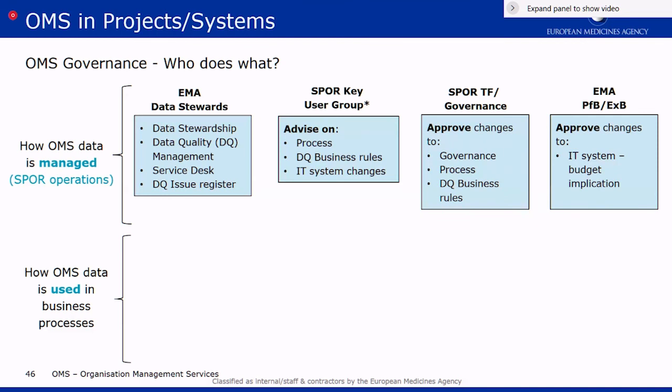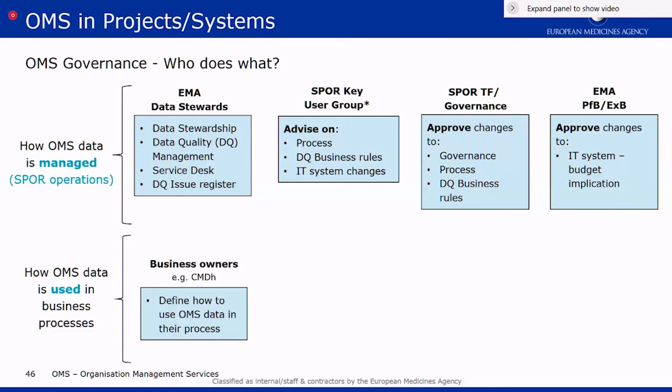And how OMS data is managed, this lands on EMA data steward responsibility as well. We have other groups supporting us, all of them with their own roles and responsibilities. For example, we've been talking about the SPOR user group. This is a very important group in our day-to-day activities. They help us, they advise us on process improvement, on data, they help us reviewing data quality rules, and also improving our IT system, always focused on the user experience. So this is all under the scope of how OMS data is managed.